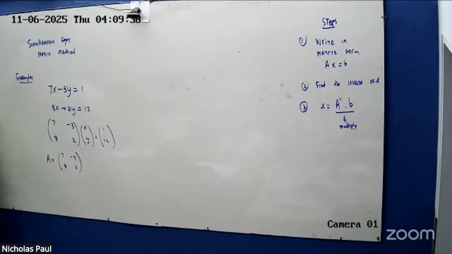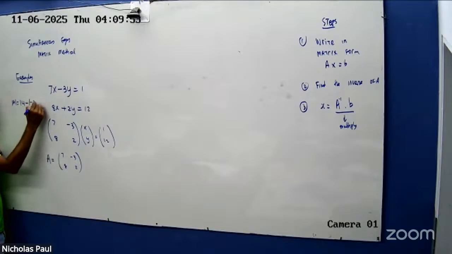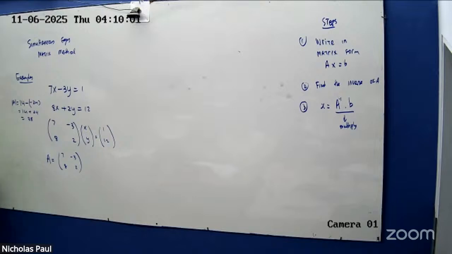Right? The most common mistake is this here. I just find the determinant. Multiply these two: 7 by 2 is 14, and your minus 3 by 8. That's minus 24. A minus and a minus is a plus. So the answer is 38. 38, right? That's okay? That's the most common mistake I saw, right?